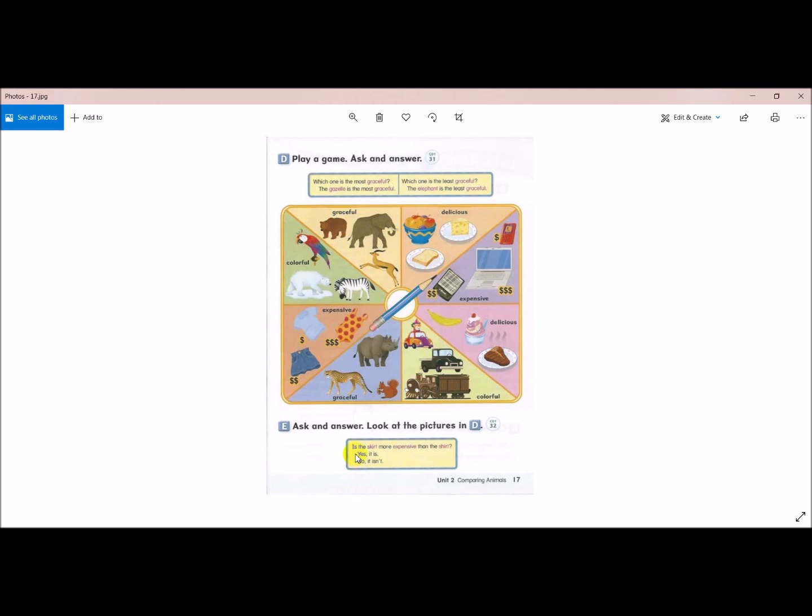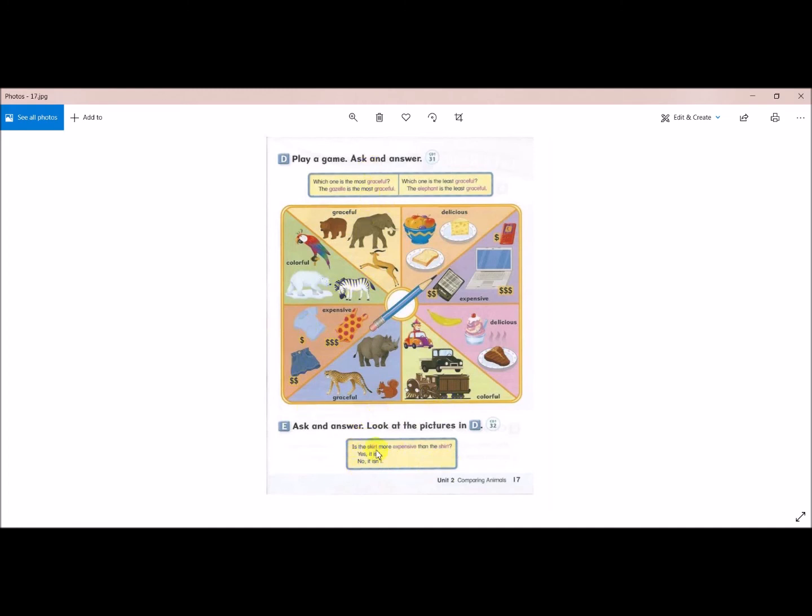Okay. Is the skirt more expensive than the shirt? Say again. Is the skirt more expensive than the shirt? If yes, it is. If no, it isn't. Now we are going to ask.